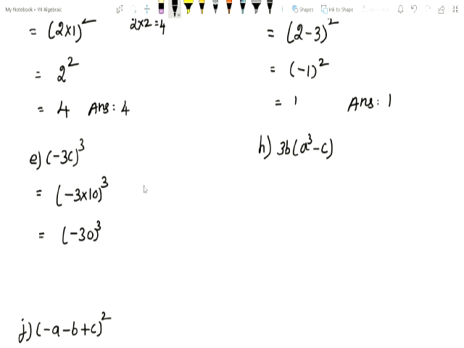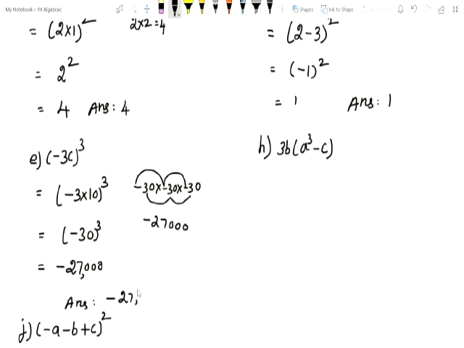Whole cube means what, children? 3 times we have to multiply the number. Minus 30 into minus 30 into minus 30. Minus into minus is plus, plus into minus is minus. 3 threes are 9, 9 threes are 27. How many zeros are there? 3 zeros. So what is the answer, children? Minus 27,000. You understand, children?